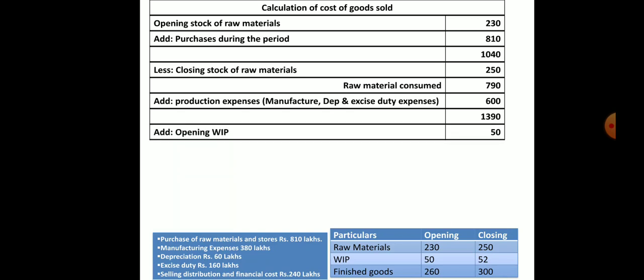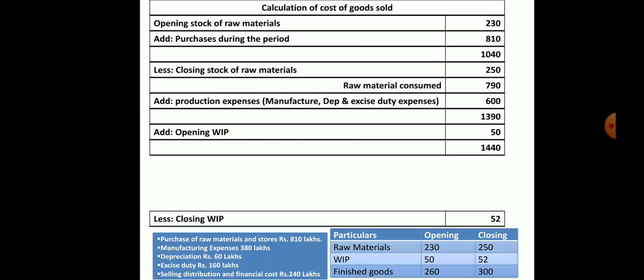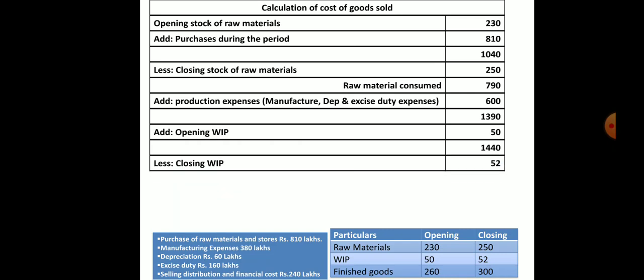Next we have to add opening work in progress. They have given 50. If you add that, you will get 1440. Next you have to minus closing work in progress, which is 52. So if you minus that, the total cost of production you will get is 1388. This is the total cost of production. Cost of production means, while producing that product, how much cost you have spent for producing that product.